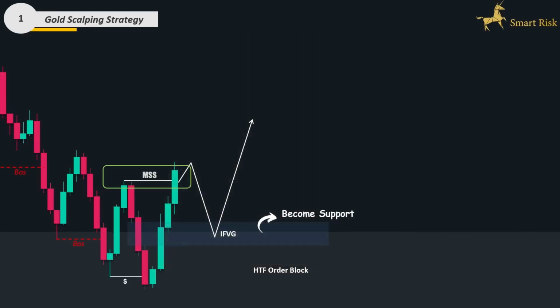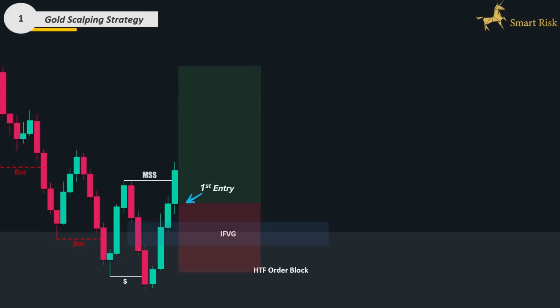As mentioned earlier, when using this scalping setup, you have two main entry options. The first option is to enter immediately after the inverse fair value gap, IFVG, forms. In this case, you open your position at the opening of the next candle with your stop loss placed below the most recent swing low.